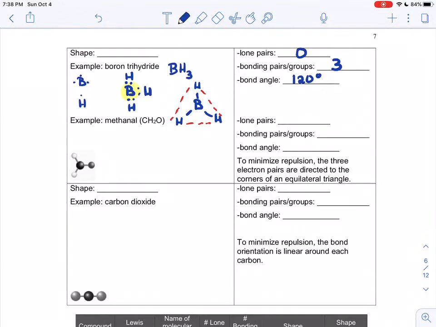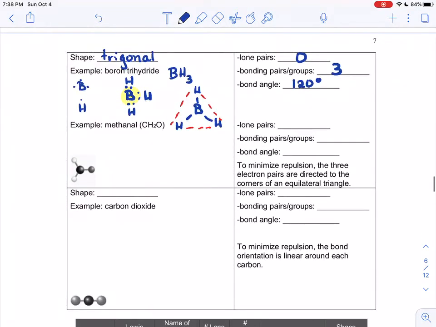Now, the name for this is trigonal. The other thing about this, do you see that I've drawn it without any wedges or dashed lines? It's because this is flat. These molecules are actually very flat. So this is called trigonal planar.